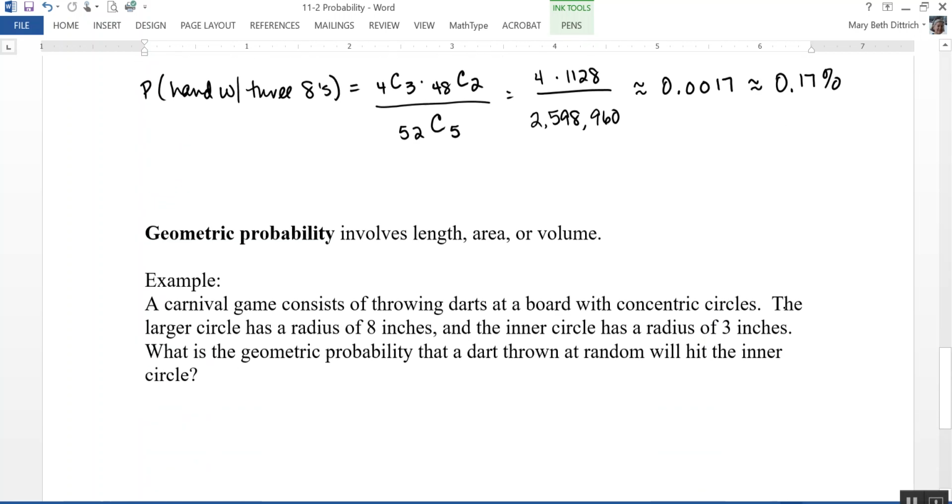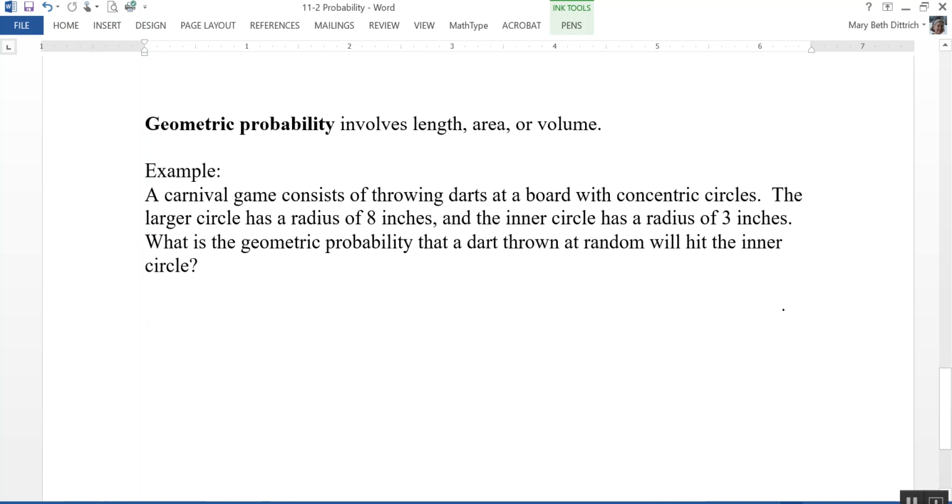And the last thing we're going to take a look at here is called geometric probability. You may remember this from geometry last year, and this involves length, area, or volume. So here's an example. A carnival game consists of throwing darts at a board with concentric circles. The larger circle has a radius of 8 inches, and the inner circle has a radius of 3 inches. What is the geometric probability that a dart thrown at random will hit the inner circle?